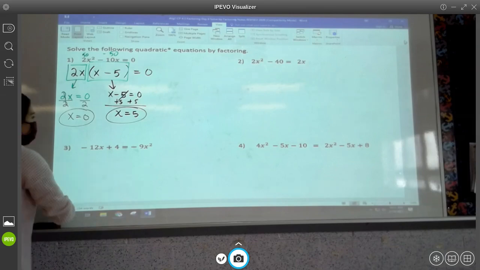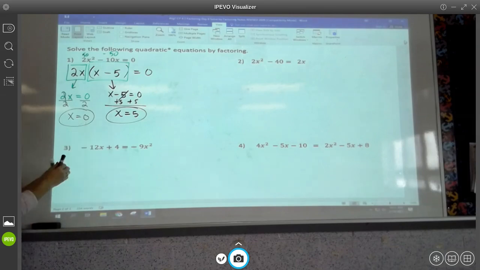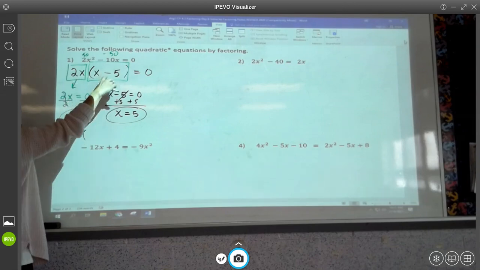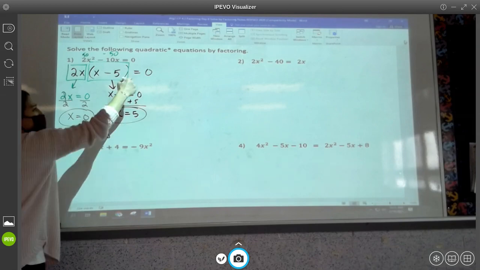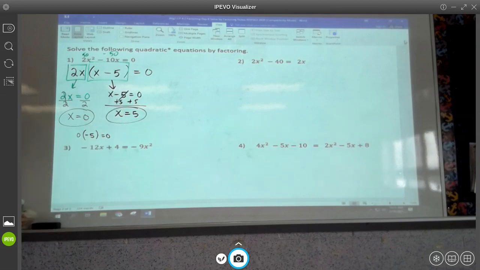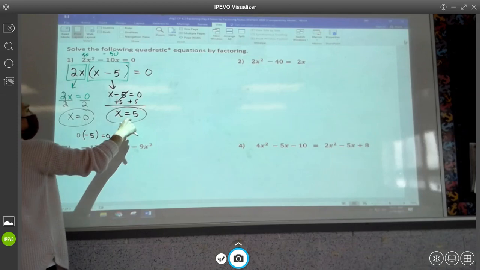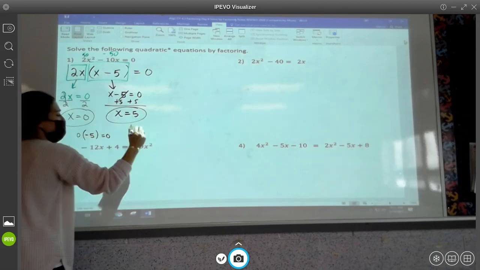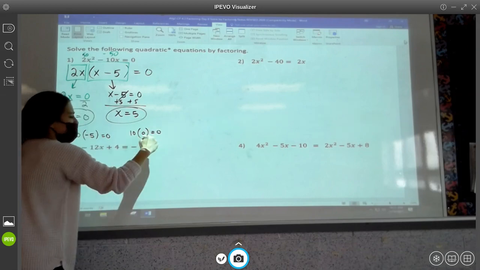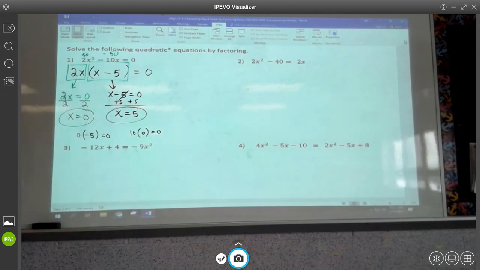All right, also, guys, if x equals 0, watch this. 2 times 0 is 0, times 0 minus 5 is negative 5. 0 times negative 5 equals 0. It makes the equation true. If x is 5, 2 times 5 is 10, times 5 minus 5 is 0, 10 times 0 is 0. It's 0. They both make the equation true.